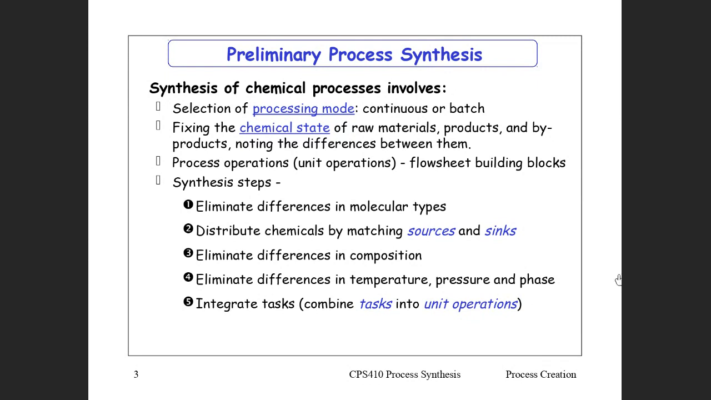Now let me get back to comments. Compressor is for gas and a pump is for liquids, correct?